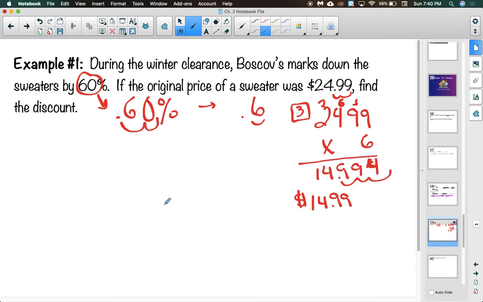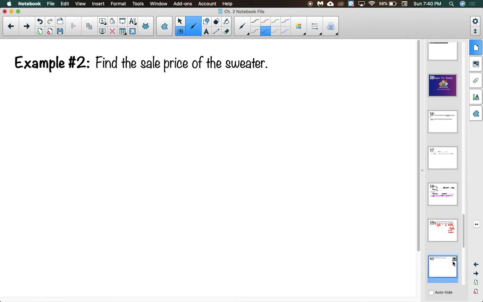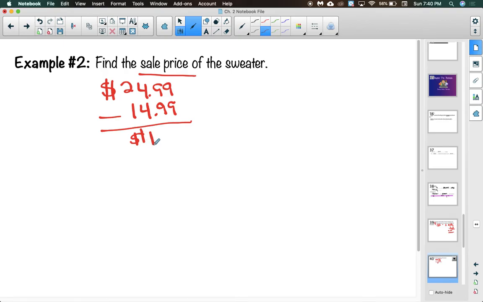So this question asks us to find the discount. The discount is $14.99. Now that's not the price we pay for the sweater. That's the amount that they're taking off the sweater. The next question asks us to find the sale price. So to find the sale price, that means we take the original price, which was $24.99, and now is when we do our subtraction. Minus $14.99, and we get $10. So the sale price is going to be $10.